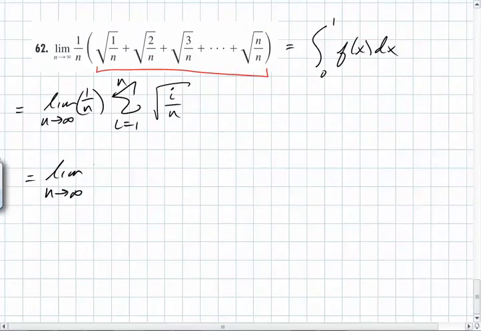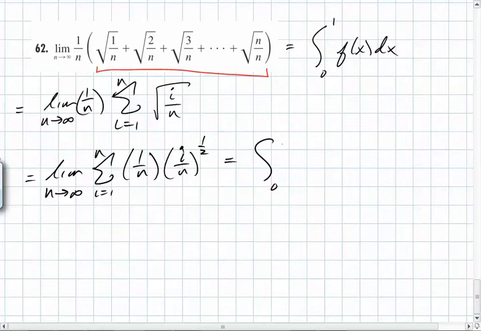This right here, to n of 1 over n times i over n to the what power? To the 1/2. And what is that equal to? That's the integral from 0 to 1 of what function? x to the 1/2 dx. That's all it is right there. So that's all it is. Integrating this, it has to go to the what power? 3/2. So what's going to have to go out front? 2/3.